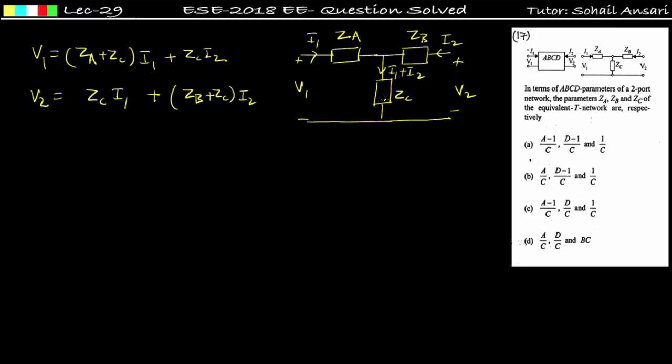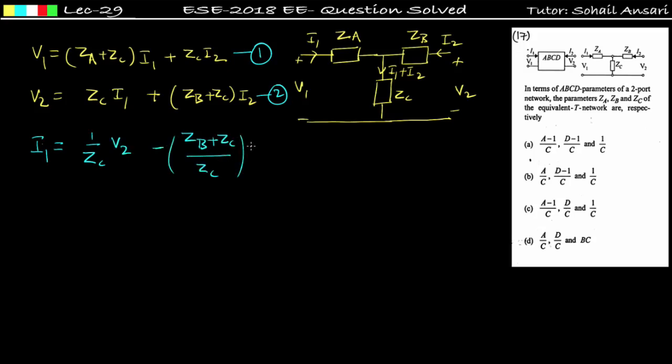This is the Z parameter of the T network. I already explained in lecture number 19 how to find the Z parameter of a T network. Okay, let us say this is equation 1 and this is equation 2. So from equation 2 I can write the value of I1. I1 will be equal to 1 upon ZC into V2 minus ZB plus ZC upon ZC into I2. I can write like this.